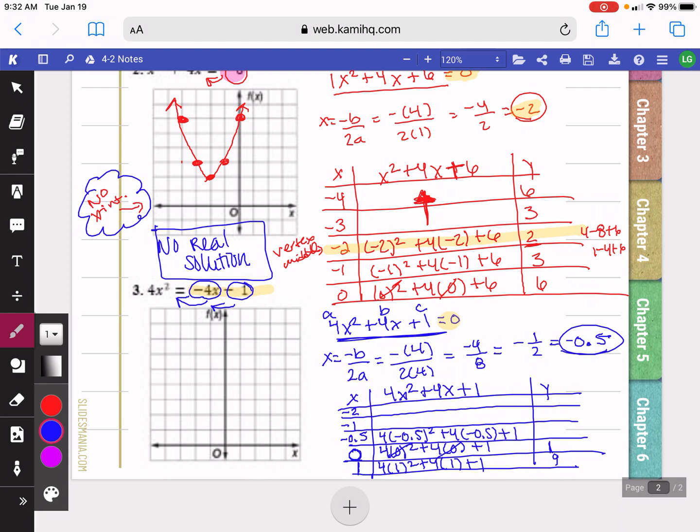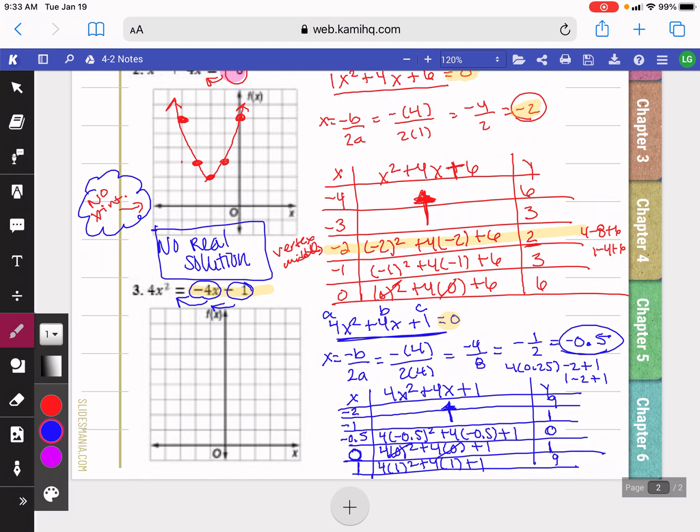Next, I'm going to have to plug in negative 0.5 everywhere I see an x. So here, negative 0.5 squared would be 0.25. So we're going to do 4 times 0.25. And then 4 times negative 0.5 would be negative 2, plus 1. 4 times 0.25 actually ends up being 1. So I have 1 minus 2 plus 1, which ends up equaling 0. And we know these numbers are going to repeat. So after 0 would be 1 and then 9 again.